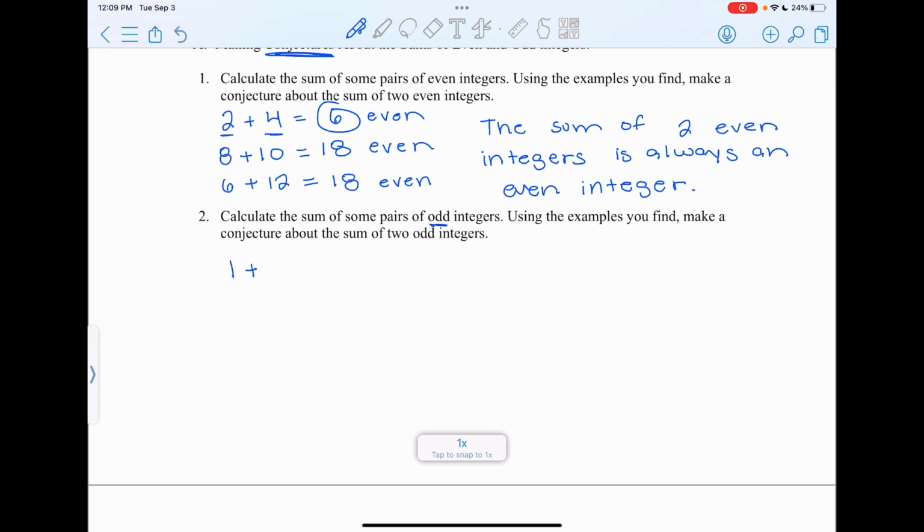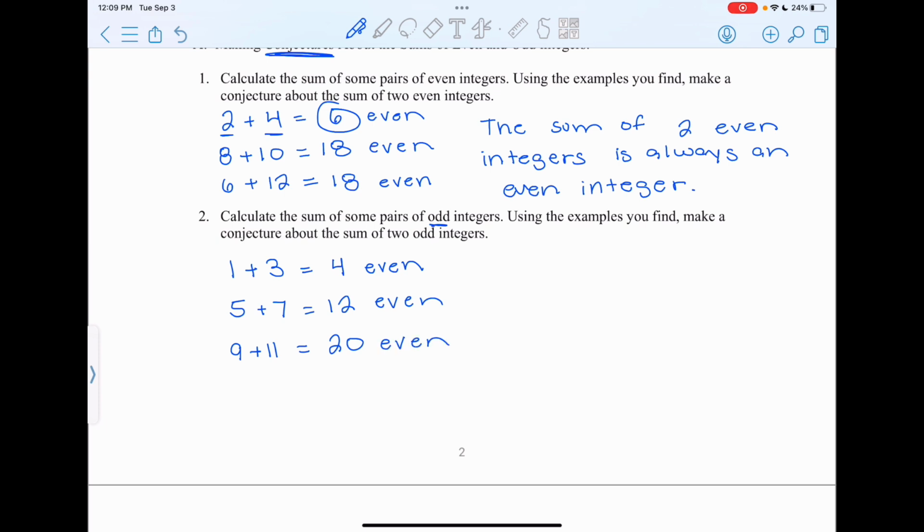So 1 and 3 are both odd. And if I add 1 plus 3, I get 4, which is even. 5 and 7 are also both odd. If I add those, I get 12, which is also even. 9 and 11 are also both odd. And if I add those, I get 20, which is also even.